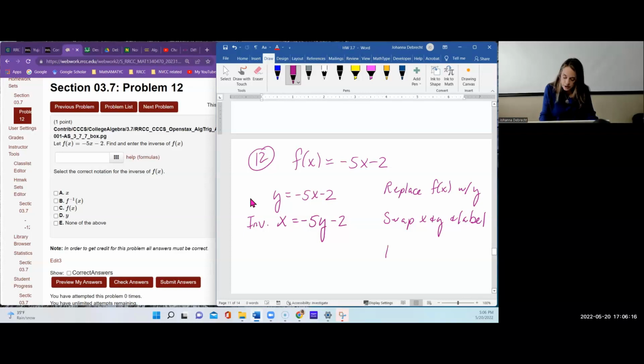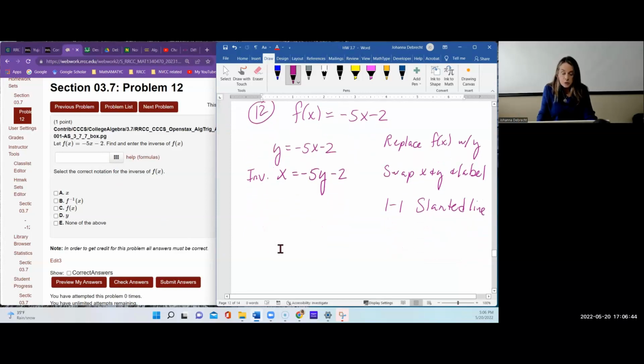I know that it's one-to-one because it's a slanted line. How do I know it's a slanted line? I recognize that this is slope-intercept form, with the slope being -5 and the y-intercept being -2. The only two lines you really have to worry about are the horizontal line and the vertical line. Obviously, neither one of them is one-to-one, but they are inverse equations of each other. Now I know it's one-to-one, so I'm going to solve for y.